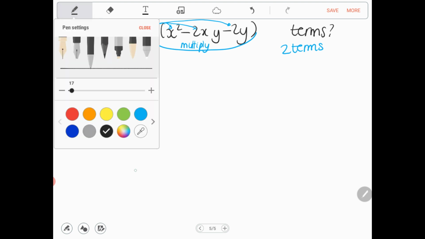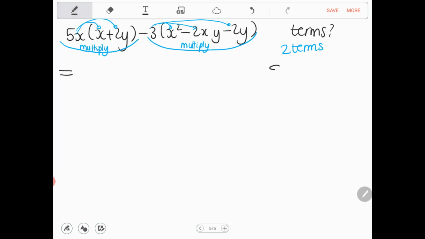All right, so let's do our sign, number, variable when we're multiplying. Okay, so we have a positive times a positive, which gives me a positive 5. x times x gives me x squared. Positive times a positive gives me a positive 10. 5 times 2, x times y. All right, so I'm finished with my multiplication in this first term.